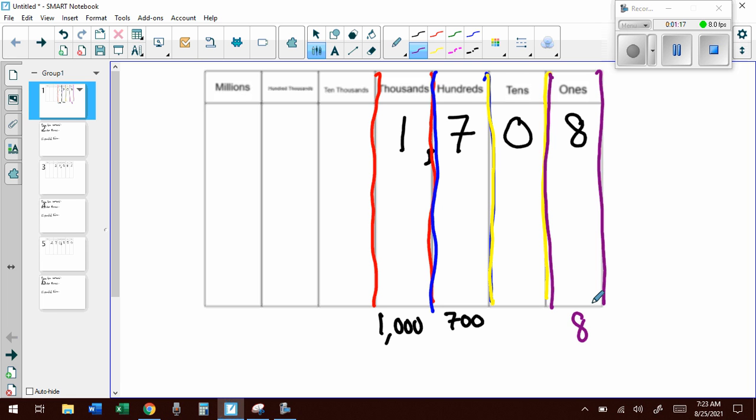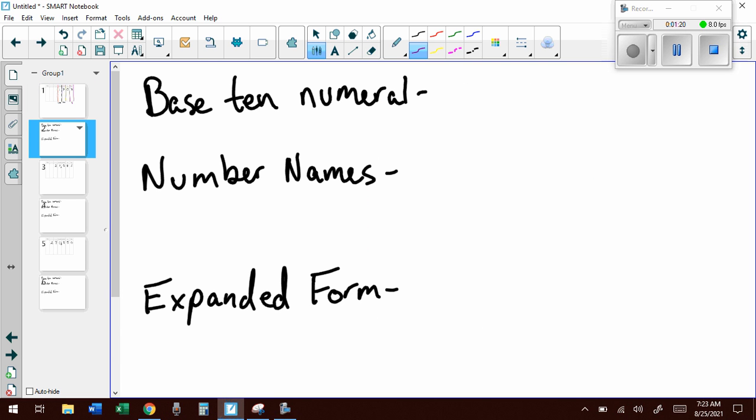So to write this in base 10 numerals, so digits from 0 to 9, it would show 1,708. Not "and 8." "And" implies that there's a decimal in there. We have no decimal. It's 1,708.